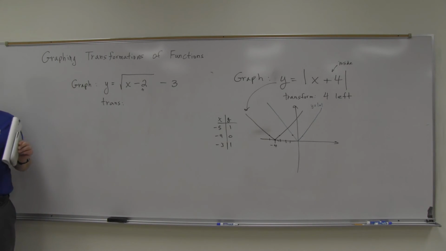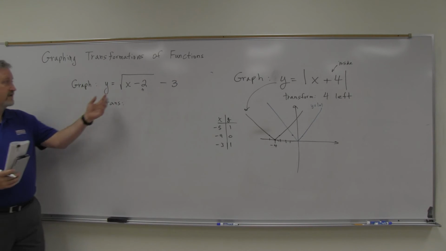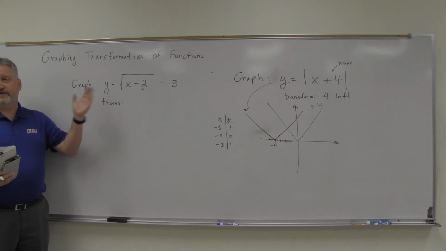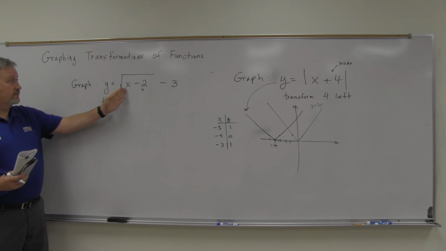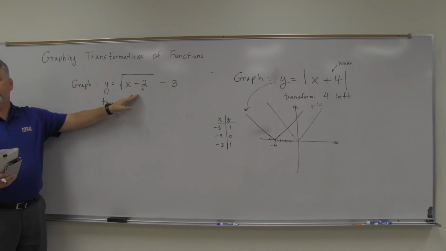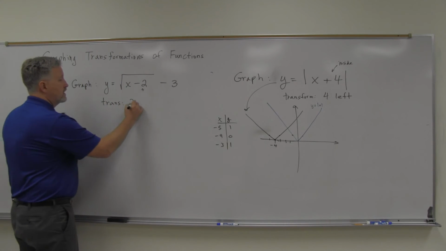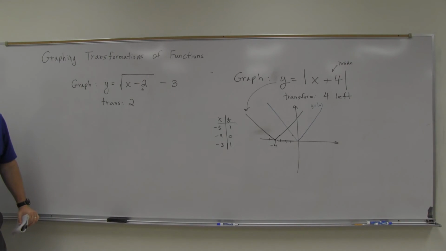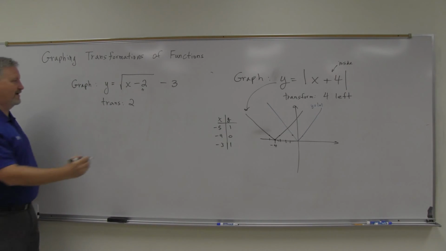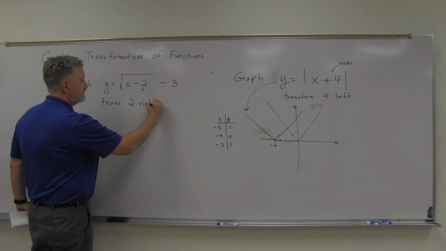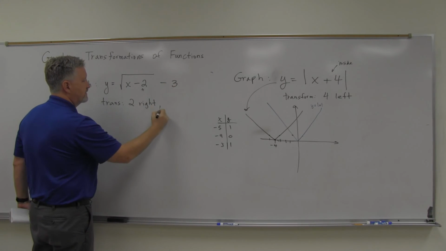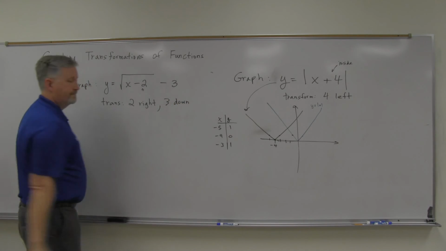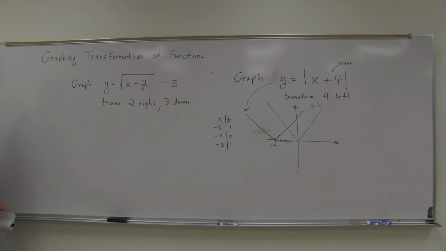So think about the order here. The inside would come first, because if I was plugging in a number, I would do the square root part first. So the inside I've got -2. Inside moves it right or left. Right. So we've got a -2. That's 2 to the right. And then the outside we got a -3. So what's that? Down. 3 down. Yep. So we got a 2 to the right and 3 down.